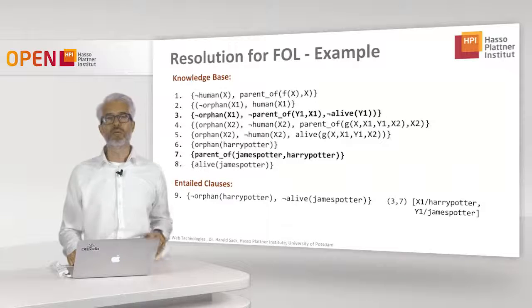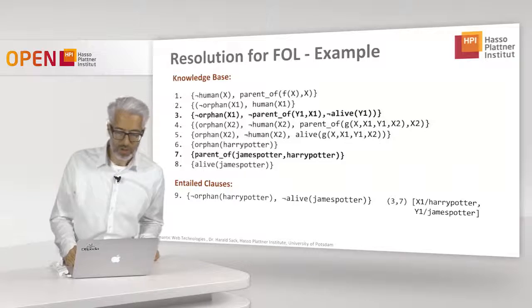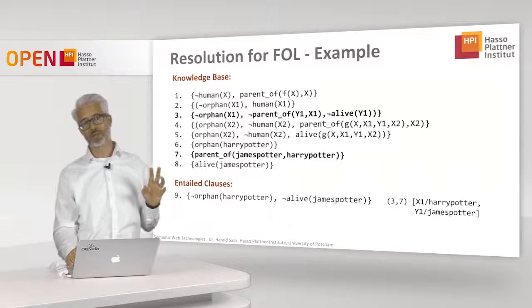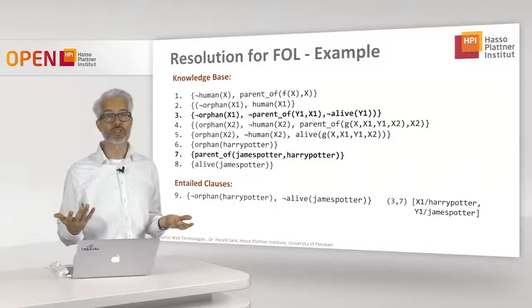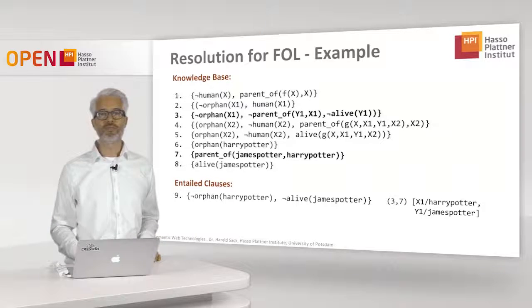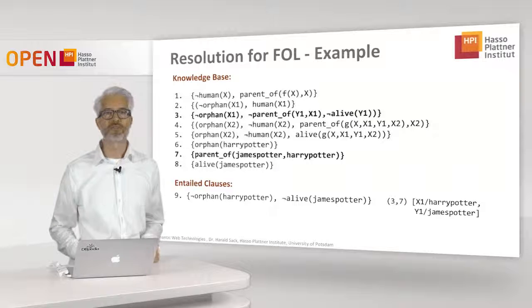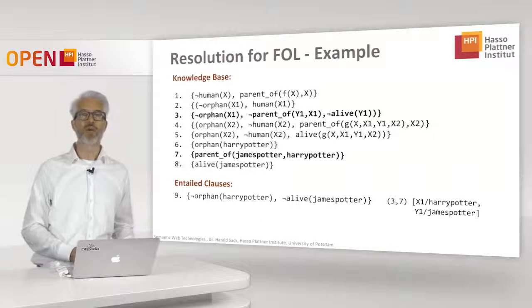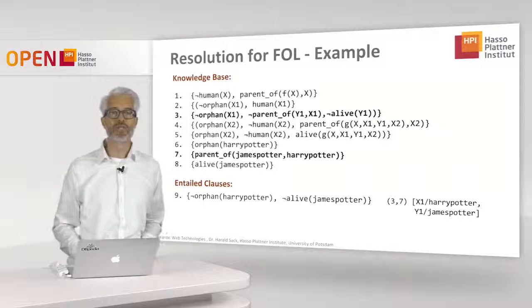What we do now, we try to find 2 clauses where we can apply a new resolution step. And of course, you have to take a little bit more care in first order logic, because you also have to identify possible substitutions to make 2 clauses resolvable. For example, we can look at clause number 3. There we have not often x1 and not parent of y1 x1 and not alive y1. And we can look at number 7, where we also have parent of, but this time not negated, with 2 individuals, James Potter and Harry Potter.